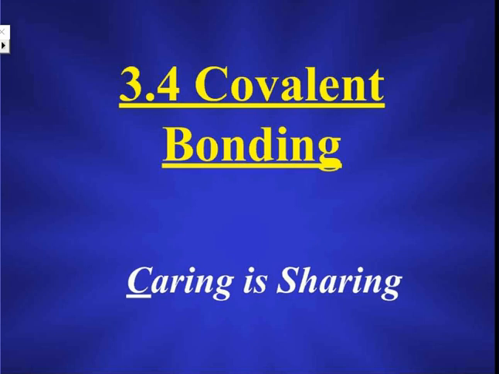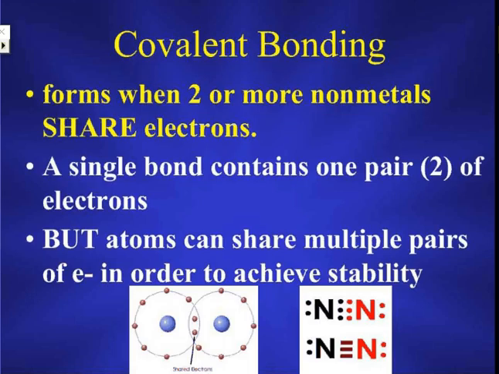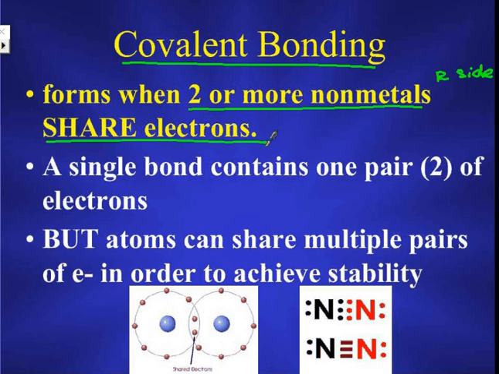Covalent bonding is all about sharing electrons instead of stealing. So caring is sharing. We're going to talk about elements that share electrons instead of stealing electrons and becoming ions. So let's get a definition in first. Covalent bonding is when two or more nonmetals, which means they're on the right-hand side of the periodic table, two right-hand siders, share electrons. They're going to share electrons to end up with a stable octet or a stable valence shell.